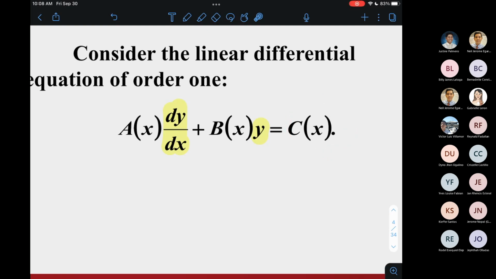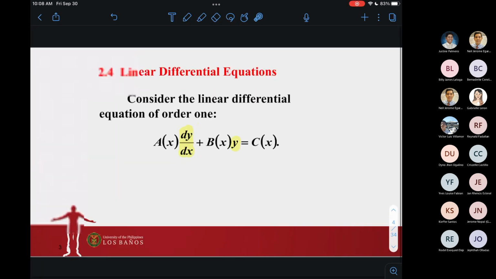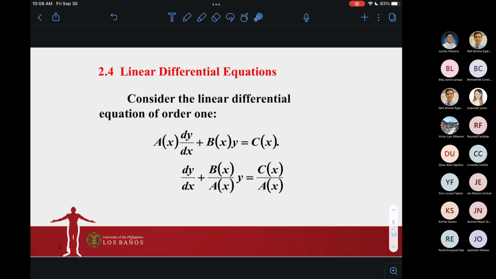Okay? So if your ODE is of this form, so kailangan nyo lang identify ano si capital A, ano si capital B, ano si capital C, and then we will write it in what we call the standard form. Okay, so what the standard form requires is y prime to have unit coefficient. Dapat 1 lang yung coefficient ni dy over dx. So for us to do that, we'll just need to divide both sides of our ODE by a. So we'll get this one. Okay. So kasi nga kailangan dapat unit yung coefficient ni dy over dx.